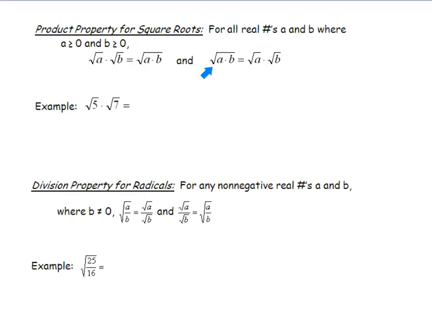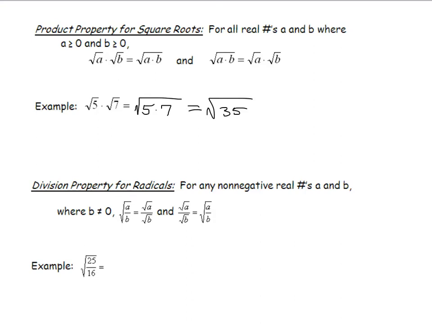If I have a square root of a quantity a times b, and both of those are on the inside of my square root, I could rewrite it as the square root of the first quantity times the square root of the second quantity. So an example we're going to look at is the square root of 5 times the square root of 7. By our product property, that would be the square root of 5 times 7. And we know that 5 times 7 gives me 35. So the square root of 5 times the square root of 7 is just the square root of 35. So that's the product property for square roots.